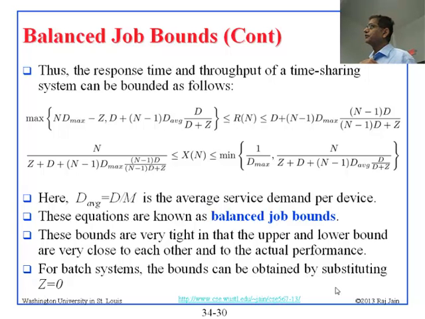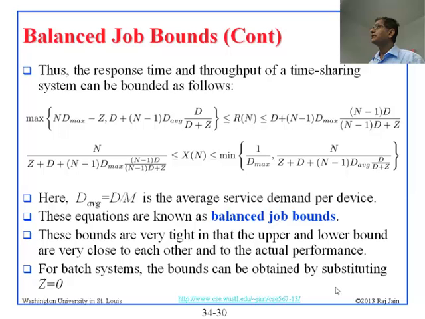N is the number of users. D max is the bottleneck demand. So you have D1, D2, D3. D max is the maximum of those. Z is the think time. Capital D is the sum of all the demands. So if you add up D1, D2, D3 up to D max, you get capital D.